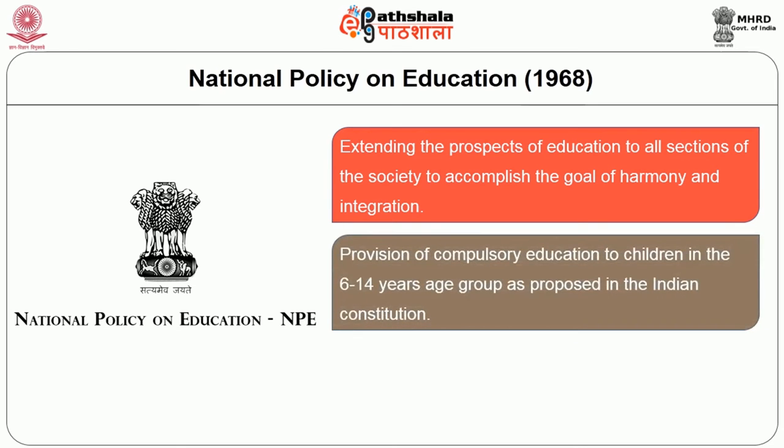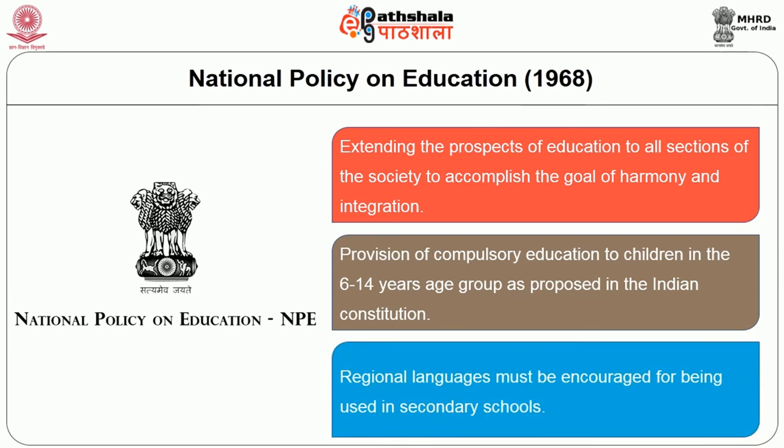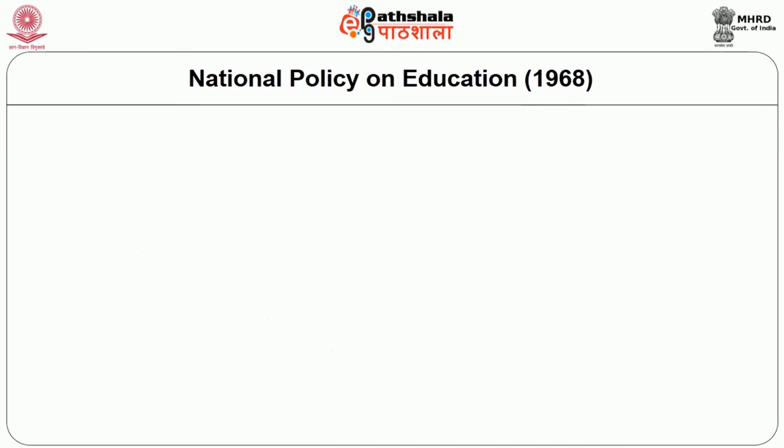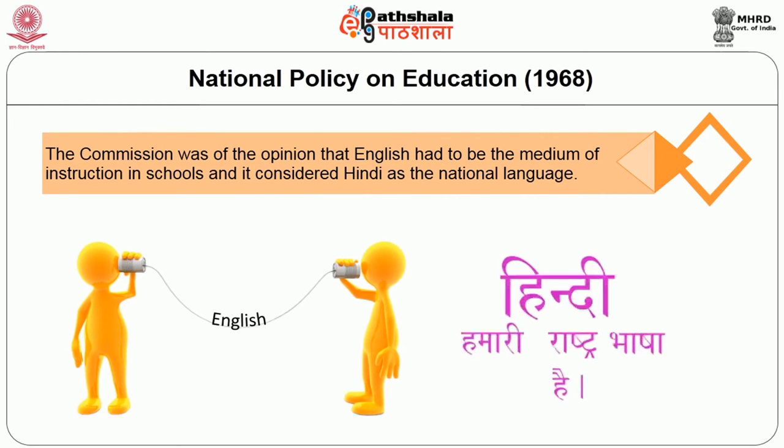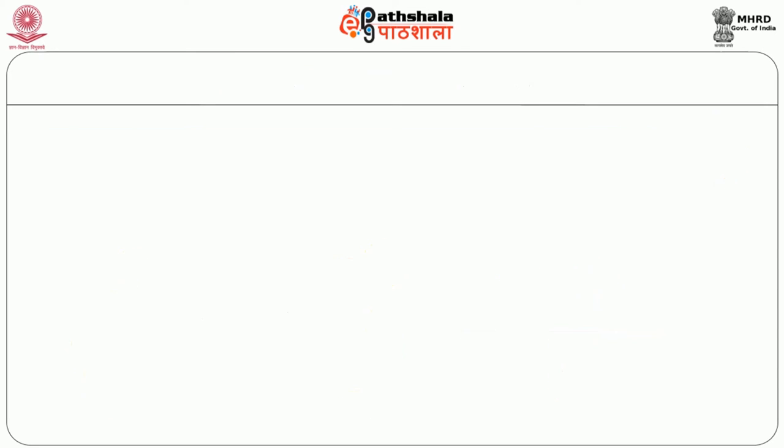The policy suggested the provision of compulsory education to children in the 6 to 14 years age group as proposed in the Indian Constitution. Further, it also recommended that regional languages must be encouraged for being used in secondary schools. The commission was of the opinion that English had to be the medium of instruction in schools, and it considered Hindi as the national language.